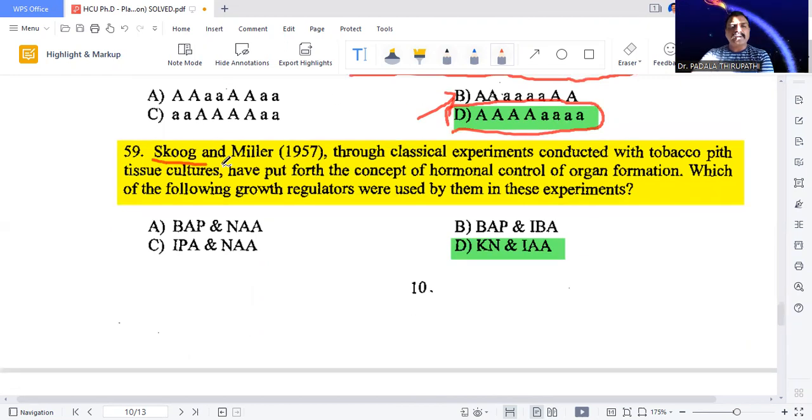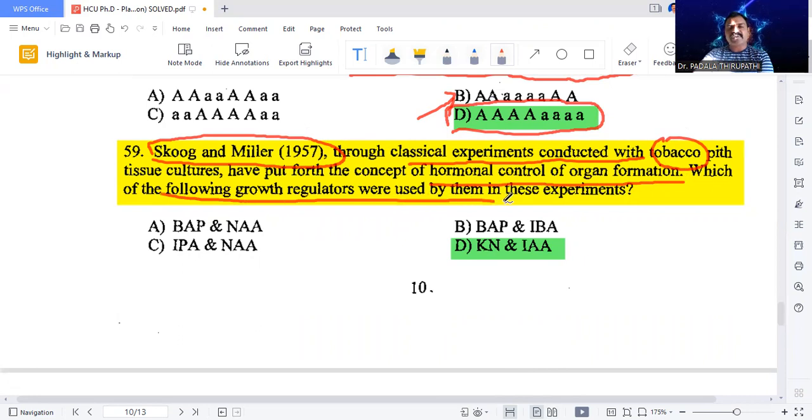And Skoog and Miller, this is related to plant growth regulators. In 1957, classical experiments conducted with tobacco tissue cultures put forth the concept of hormonal control of organ formation. Which of the following growth regulators were used in these experiments? That is kinetin and IAA. KN means kinetin, and IAA.